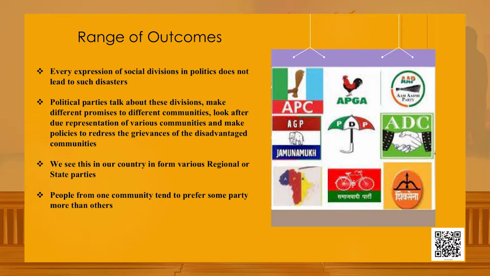In a democracy, it is only natural that political parties would talk about these divisions, make different promises to different communities, look after due representation of various communities, and make policies to redress the grievances of the disadvantaged communities. We see this in our country in the form of various regional or state parties. You will learn more about them in chapter number 6.